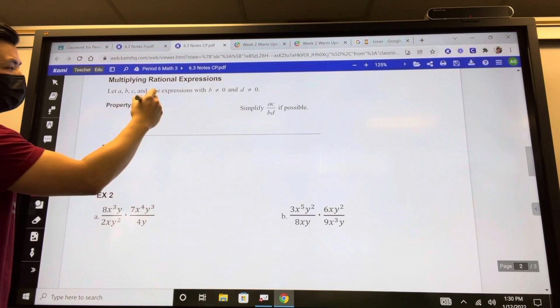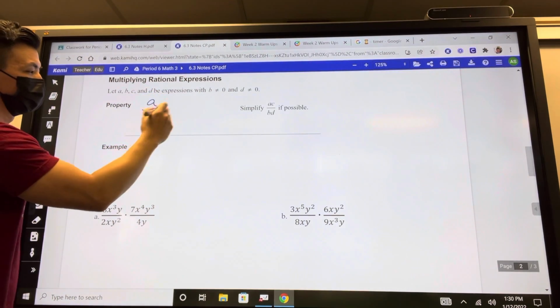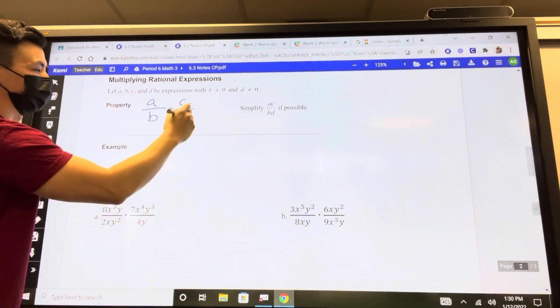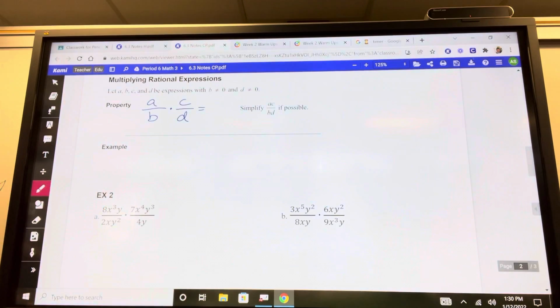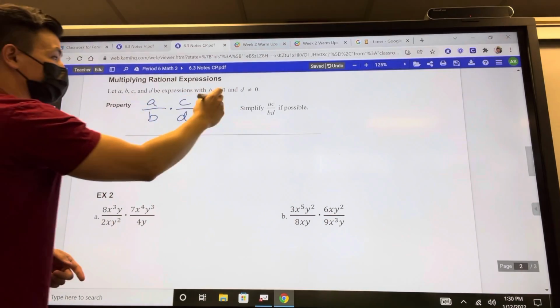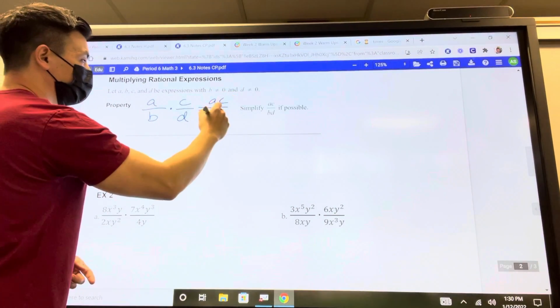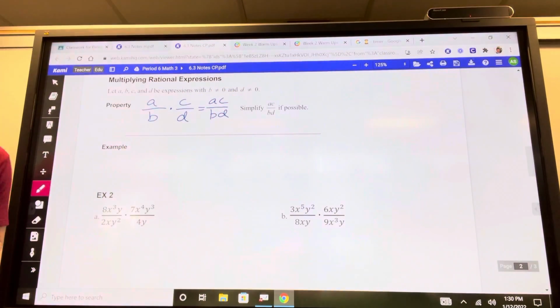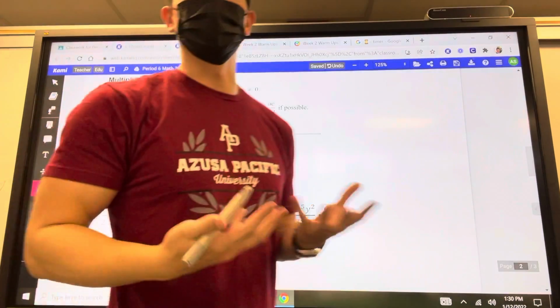Basically, our property here is if we have A over B and we multiply C over D, when we're multiplying fractions, we just need to multiply straight across. So what this ends up giving us is AC over BD. And once we multiply these, we can simplify them if we need to.